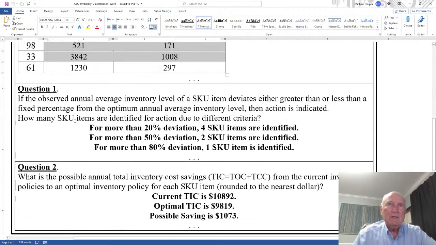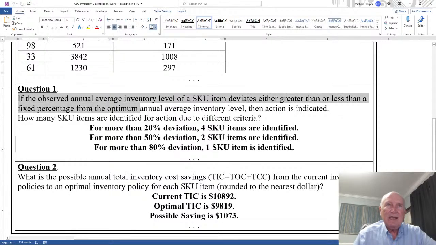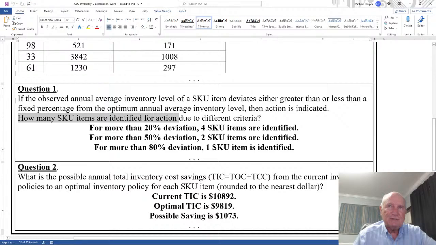Question 1. If the observed annual average inventory level of a SKU item deviates, either greater than or less than a fixed percentage, from the optimum annual average inventory level, then action is indicated. How many SKU items are identified for action due to different criteria? And here are the answers.